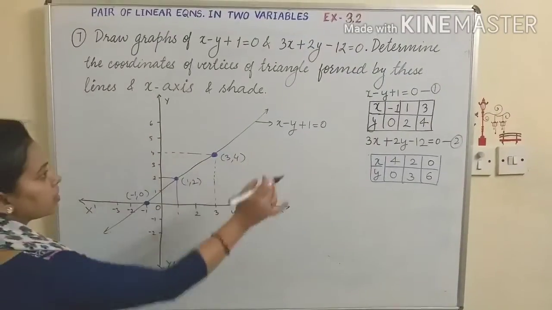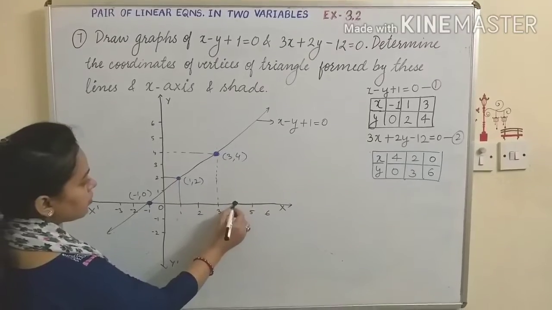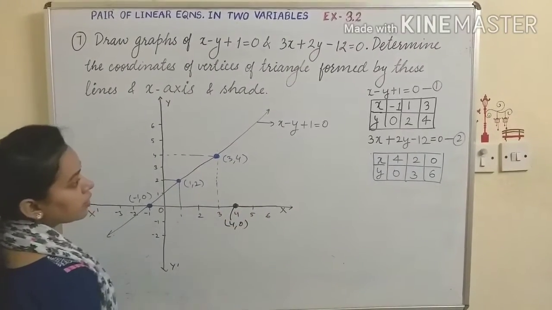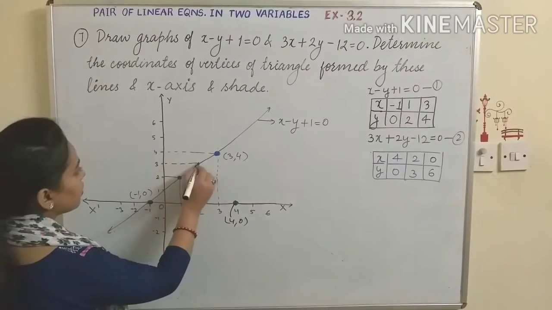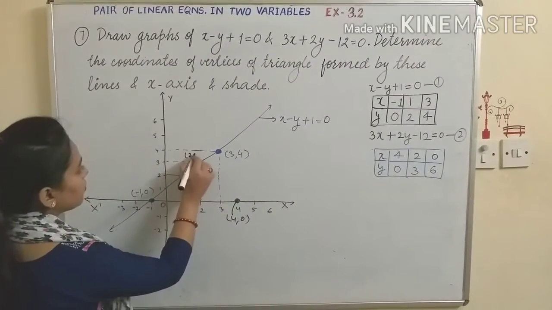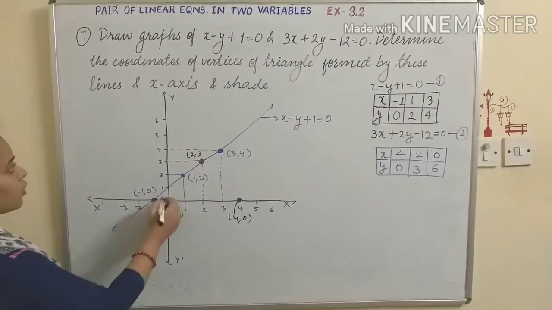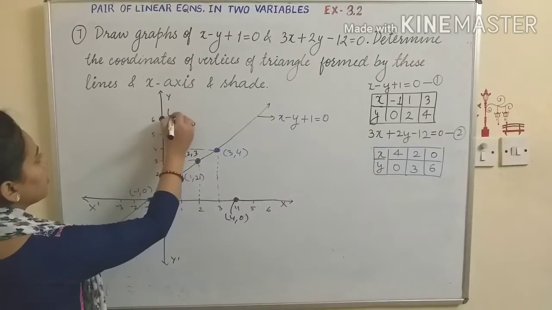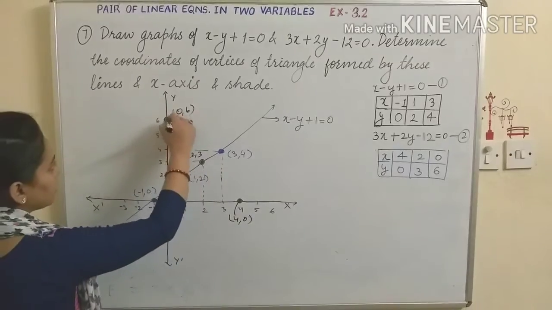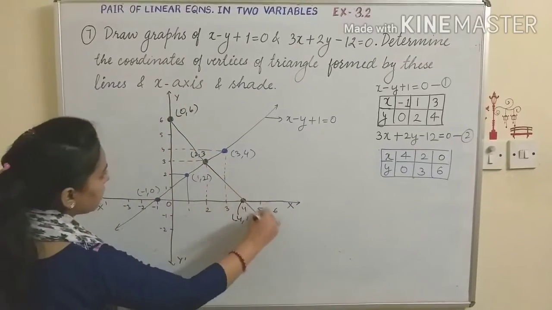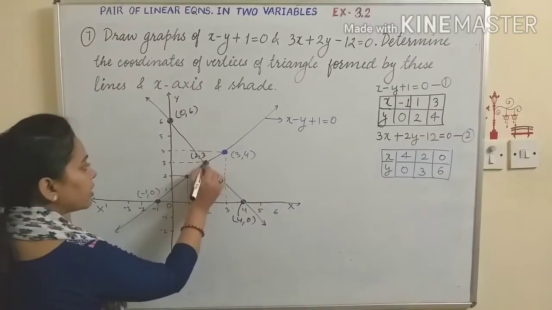Now students, let's plot the coordinates for the second equation. First is 4 comma 0. Second is 2 comma 3, x is 2 and y is 3. And the third one is 0 comma 6, that is x is 0 and y is 6. Now we will join these 3 coordinates to form a line. So we have obtained this point of intersection.